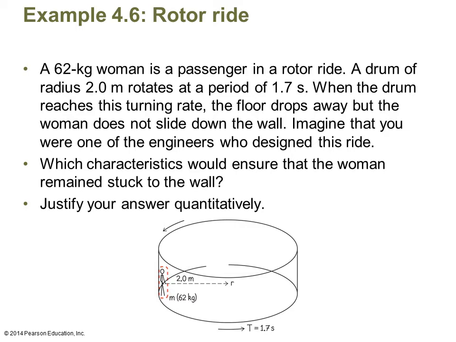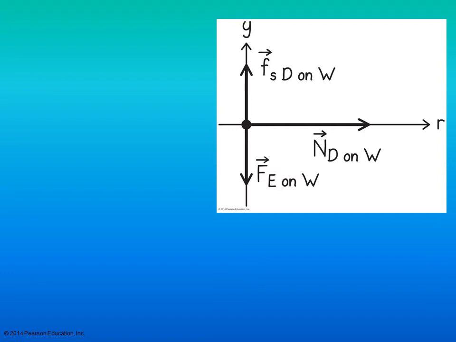So we need to come up with some things. We're going to come up with a force diagram. Here's your force diagram. There's the force of gravity, going straight down. The normal force in this case is actually going to the wall, because she's stuck on the wall since there's no floor.